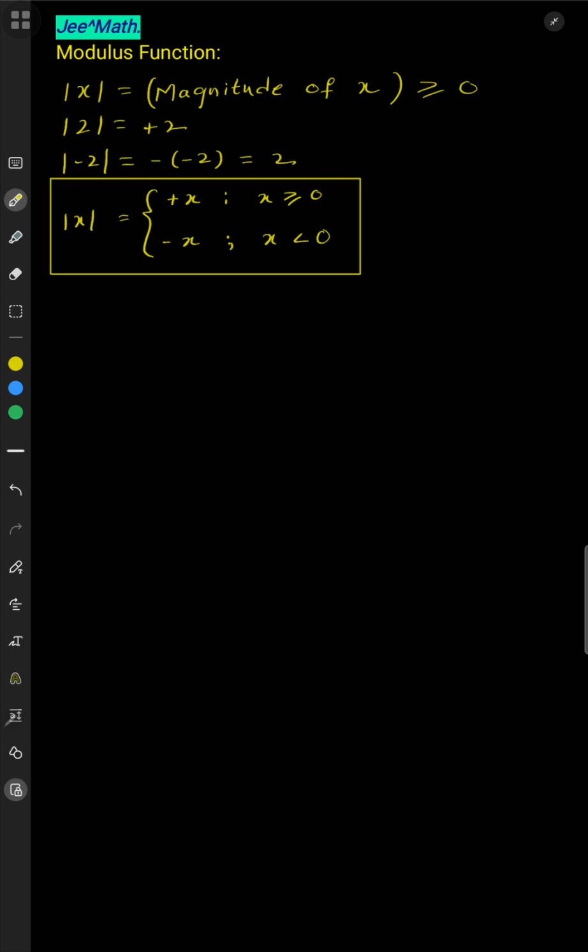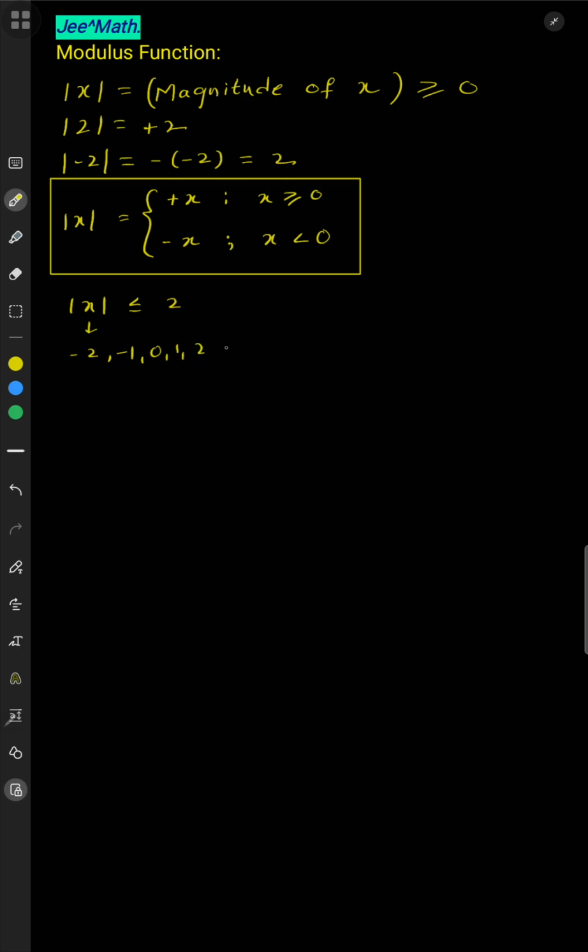Now see here. For example, modulus of x is less than or equal to 2. In place of x, which values can be given? Can I give minus 2? Modulus of minus 2 is what? Plus 2 only, right? That is less than or equal to 2, a correct statement. Okay, minus 2 can be taken in place of x. Next, minus 1 can be taken, 0 can be taken, 1 can be taken, 2 can be taken, right?